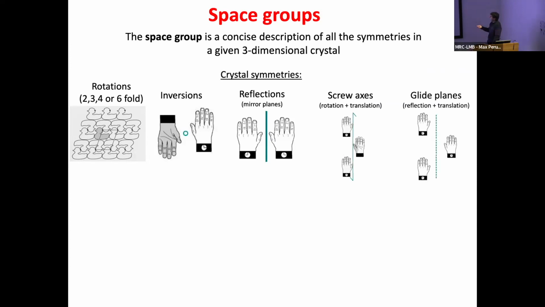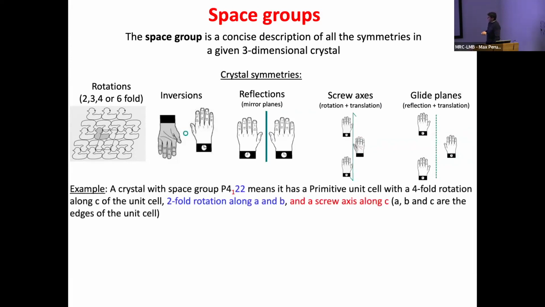And you can have glide planes, where you reflect and translate. So let's give a practical example. Somebody said to you, oh, my crystal is in space group P4122. So what are they talking about? The letter at the beginning is primitive. As you remember, it's one of the types of lattices: primitive, body-centered, face-centered.